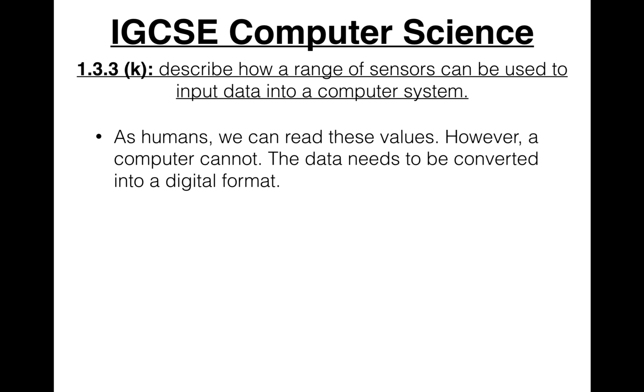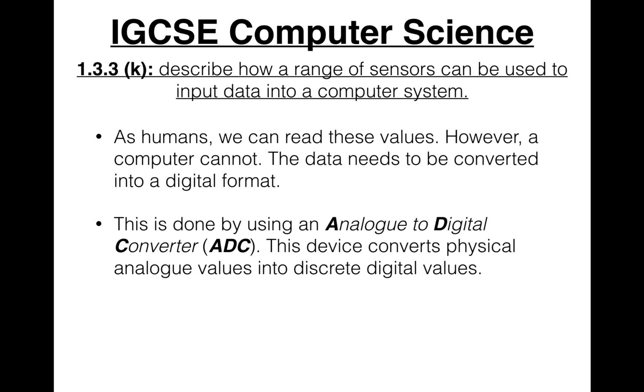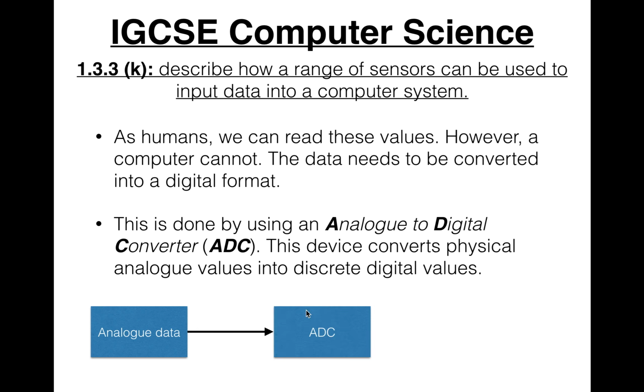But computers can't simply look at a device and say, oh, it's 12 o'clock. The data needs to be in some sort of digital format, a format that the computer can understand. This is done by using an analog to digital converter, or ADC, as we're going to call it for now. This device converts physical analog values into discrete digital values. So we get the analog data here, the ADC, and the digital data. Now, we don't have to know how the ADC works. We just have to know that it plays a part in changing analog data into digital data.